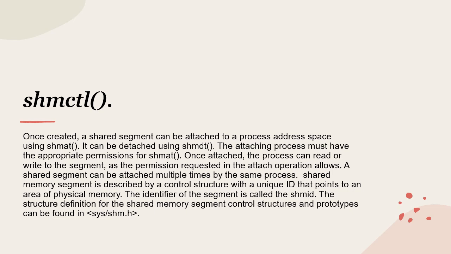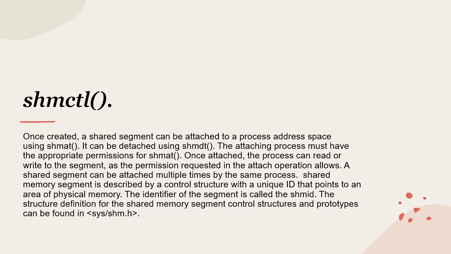Once created, a shared segment can be attached to a process address space using shmat. It can be detached using shmdt. The attaching process must have the appropriate permissions for shmat. Once attached, the process can read or write to the segment, as the permission requested in the attach operation allows. A shared segment can be attached multiple times by the same process.